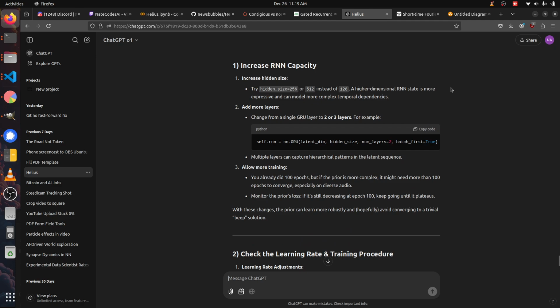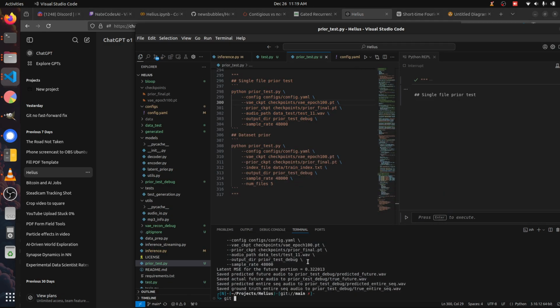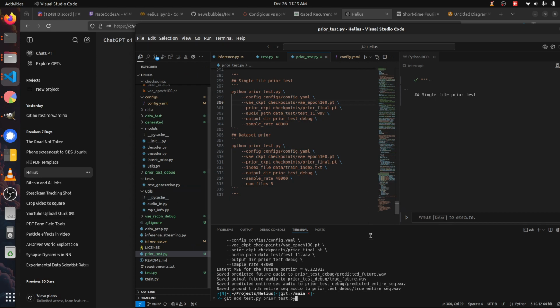Okay, so if we're going to go higher here, increase the hidden size, try a hidden size of 256 or 512. Change from a single GRU layer to 2 or 3 layers. So let's do this. Let's do a git commit. Oh, wait. First we need to git add test.py and test_prior_test.py. The rest of it is just extra junk.